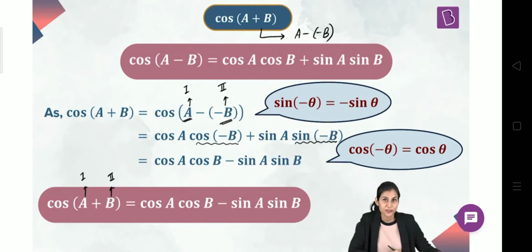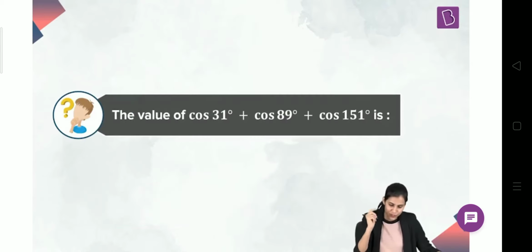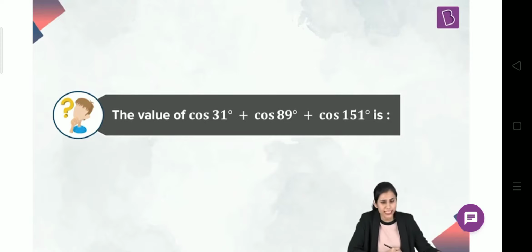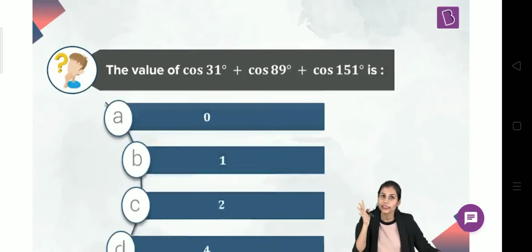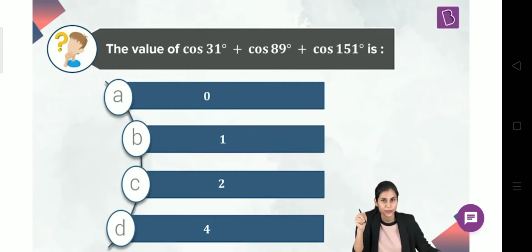Now that we've derived the formula for the cosine ratio of the sum of two angles as well as the cosine ratio of the difference of two angles, let's check out this application. In here, you can see an expression which is cos 31 degrees plus cos 89 degrees plus cos 151 degrees. Your task is to find the value of this expression. What is it equal to out of the given four options?